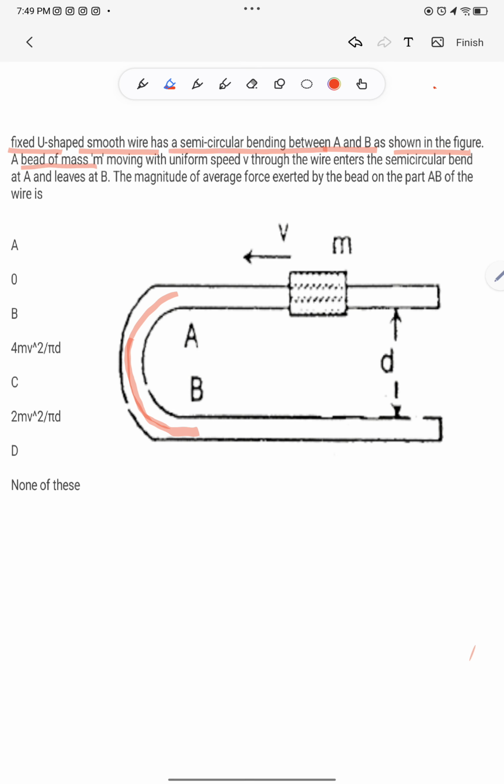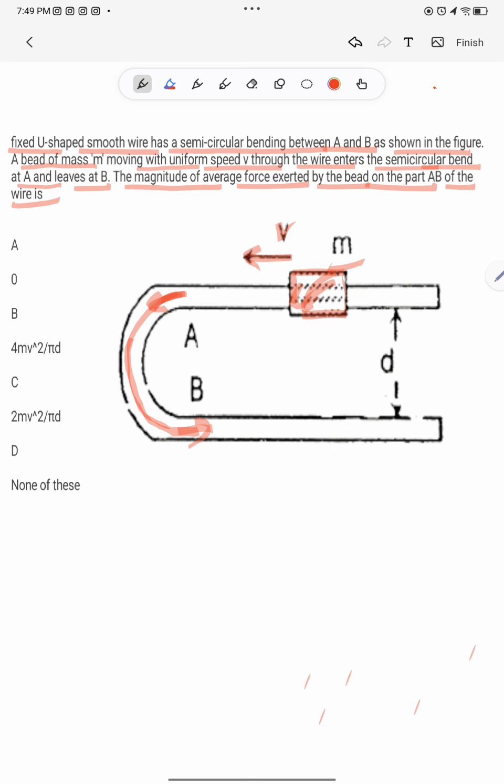A bead of mass m, here is a bead, moving with uniform speed v through the wire, enters the semicircular band at A and leaves at B. Here it enters the semicircular part and just leaves from here. The question is asking for the magnitude of the average force exerted by the bead on the part AB of the wire, that is, how much average force will be exerted by this bead on the semicircular wire.